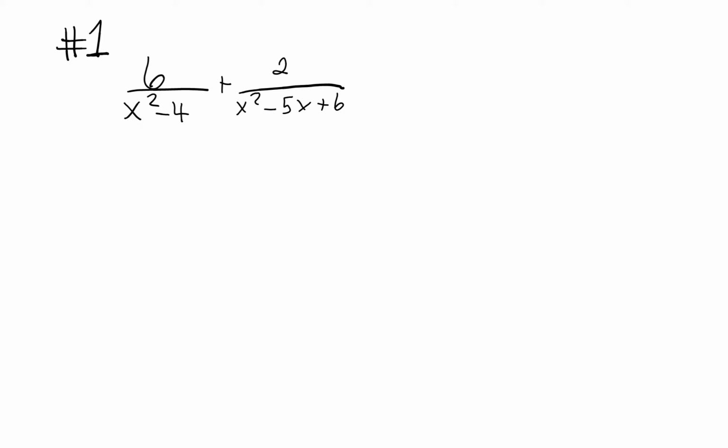First, we're going to do number 1, and we're going to simplify. The equation is 6 over x squared minus 4 plus 2 over x squared minus 5x plus 6. The first step is to factor the denominator of each fraction to help find the LCD.